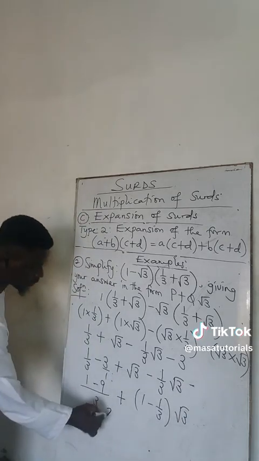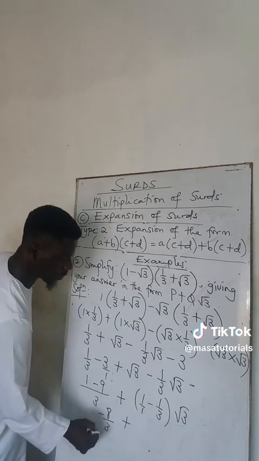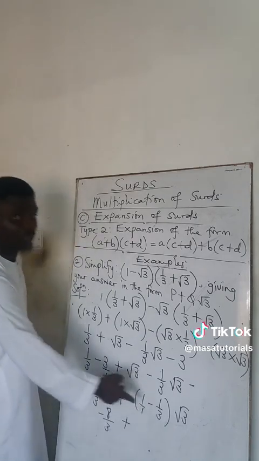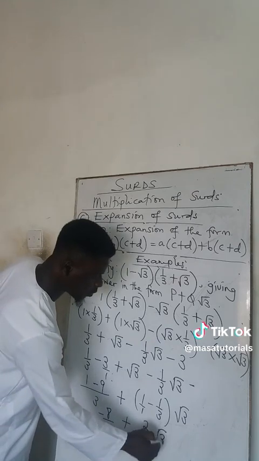Here we get negative 8 over 3. Plus, this one is over 1. Right? So 1 minus 1 over 3 is just straightforward 2 over 3 square root of 3.